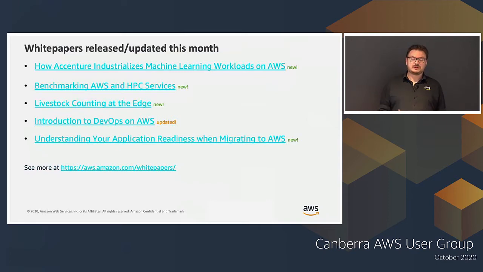There's one there around livestock counting at the edge. So using AWS Greengrass to be able to go and run machine learning on edge devices, such as a DeepLens, that can help you do things like counting the number of livestock at different places. Again, really interesting use case. One that is near and dear to my own heart that got updated this month, the Introduction to DevOps on AWS white paper. If you're interested in anything related to DevOps on AWS, this is a must-read white paper. And lastly, understanding your application readiness when migrating to AWS. So this is another new white paper this month that starts talking to you about things you might want to consider that are specific to your applications when you want to migrate them into AWS.